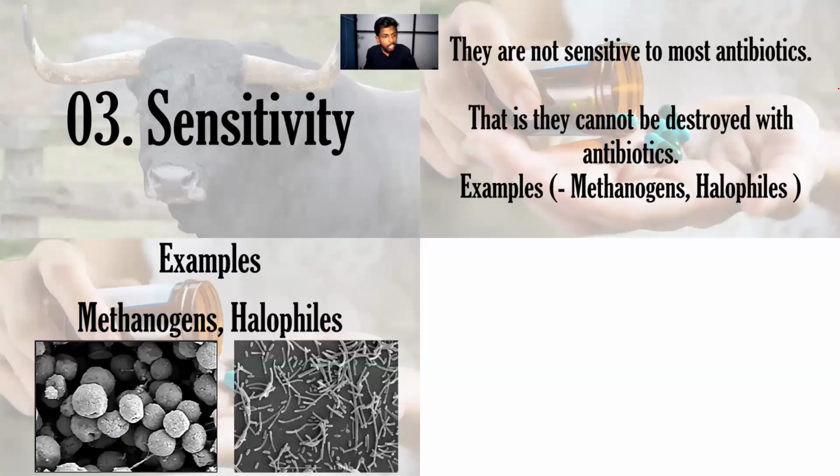Third one, sensitivity. These archaea are like the bull. They are not sensitive, right? So we cannot kill the archaea with antibiotics. We cannot kill this archaea by using these medicines as well. And examples, methanogens and halophiles. These are the examples for the domain archaea.